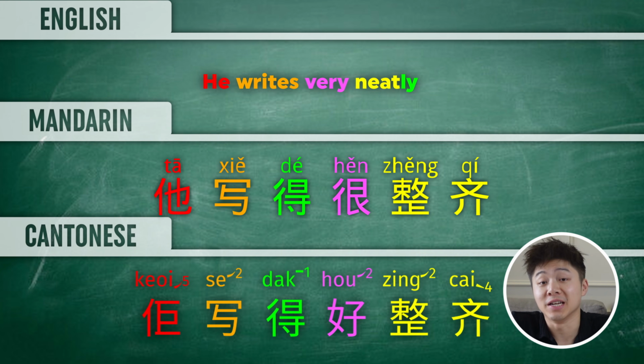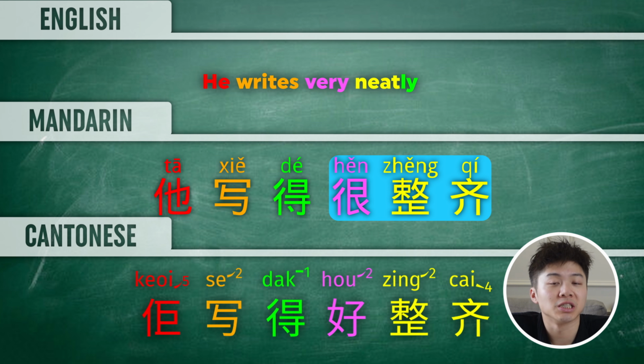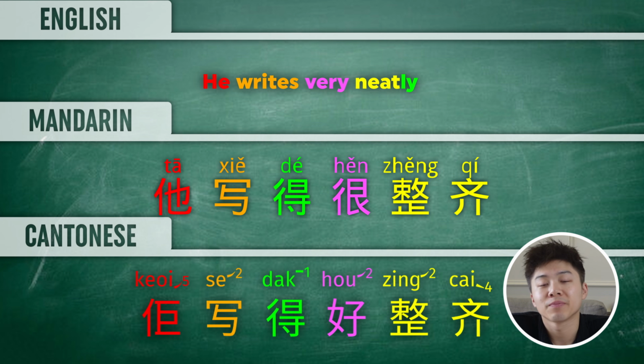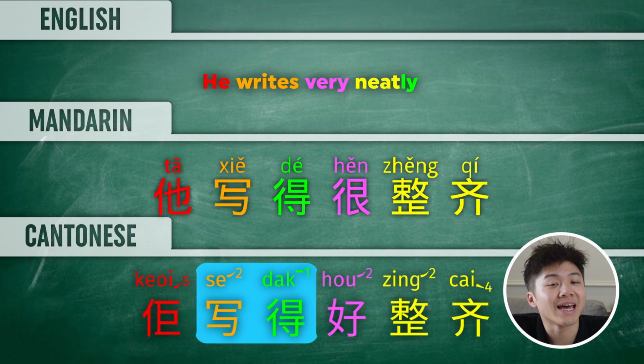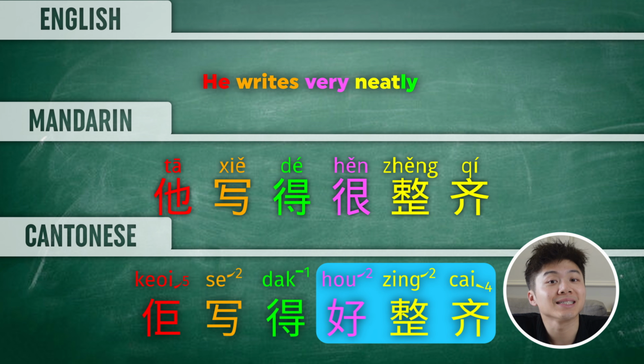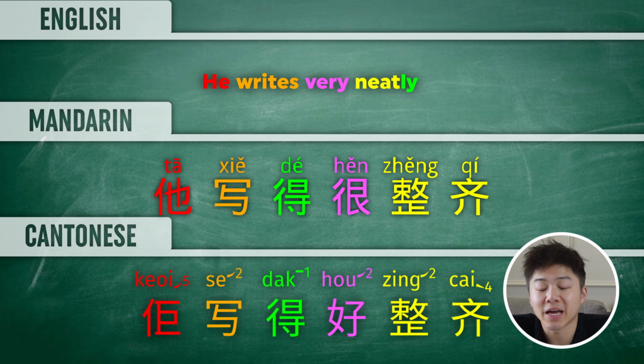Then we have the adjective neat, 整齐, in Mandarin, or 整齊 in Cantonese. So now let's make this into an adverb. He writes neatly. In Mandarin, 他写得很整齐. In Cantonese, 佢寫得好整齊. Now once again, same thing, right? We turned 整齊 for neat into neatly by writing de or tup after the verb to make it he writes neatly. So here the structure is simple, right?